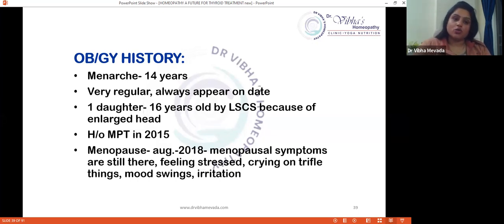If we talk about the OBGYN history, she started menstruating at the age of 14, which was very regular. She has one daughter right now. She has had her menopause also, with some menopausal symptoms.